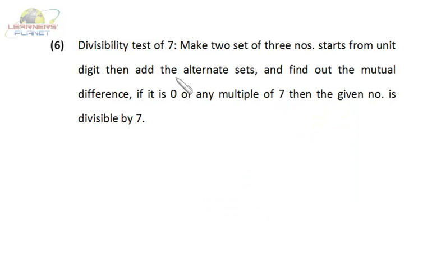Suppose I have a number 5978. Now just check whether this is divisible by 7 or not. Further, just make the set of 3 numbers from the units place. So it's 978 and it's 5. So 978 minus 5, we will be getting 973.